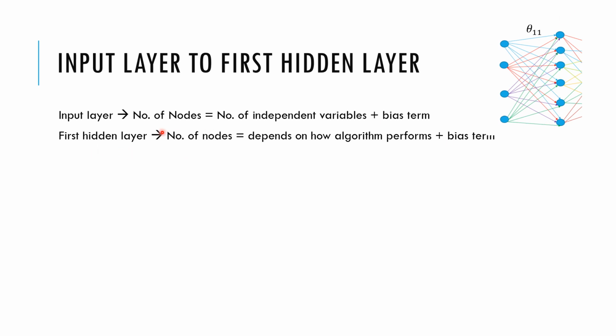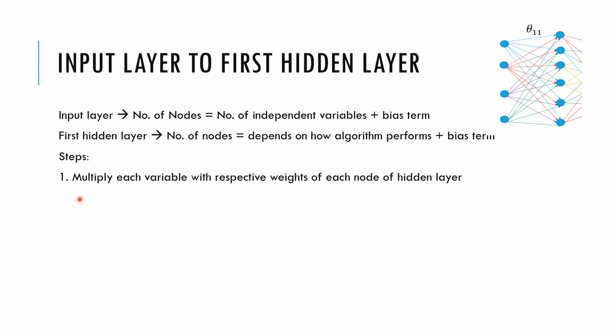The number of nodes in the first hidden layer depends on how many nodes you want, and that also depends on your algorithm and how your model performs. Based on that, we decide the architecture of a neural network, which includes the number of hidden layers and how many nodes you are going to have in each hidden layer. That depends on the domain as well as how your model is performing. Then you have the bias term, which we add in every layer, including the input layer. But right now we will just ignore that.